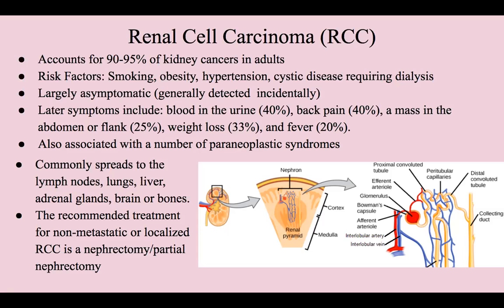The recommended treatment for non-metastatic or localized renal cell cancer is a nephrectomy or partial nephrectomy. And if cancer is only in the kidneys, as is the case for about 60% of the patients, it has up to a 90% 5-year survival rate with surgery. But if metastatic disease is present, surgical treatment may still be a viable option. It just depends on what stage of growth and how far the disease has spread.